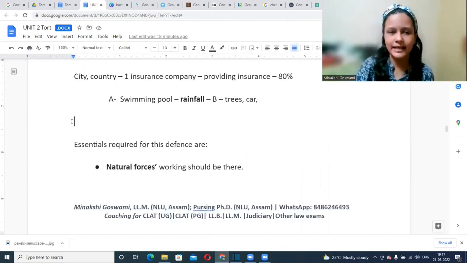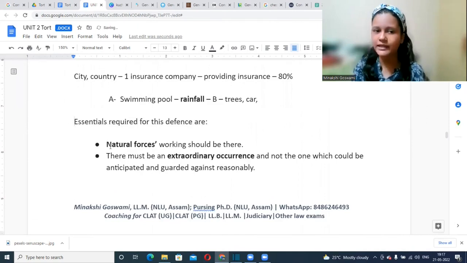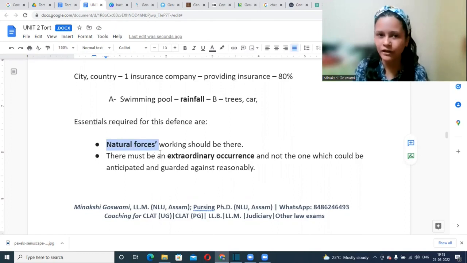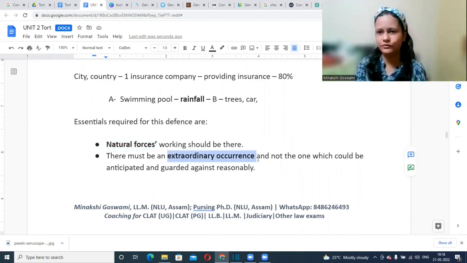Now, there are certain essentials that we need to satisfy. First of all, natural forces have to be involved. It should not be that I was only watering my garden and then something happened. It has to be rainfall or something like that. But what kind of rainfall? It has to be an extraordinary occurrence. Based on different places, there are certain things which are expected, like the kind of rainfall you would expect in Karnataka varies from the kind you would expect in a place like Himachal or maybe Cherrapunji, where it's raining almost every single day.